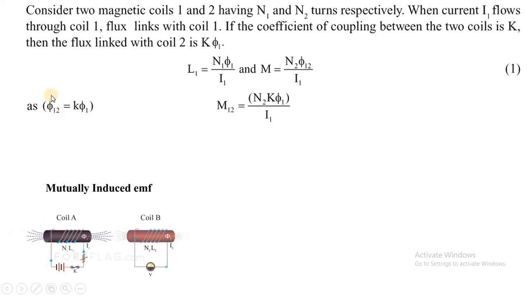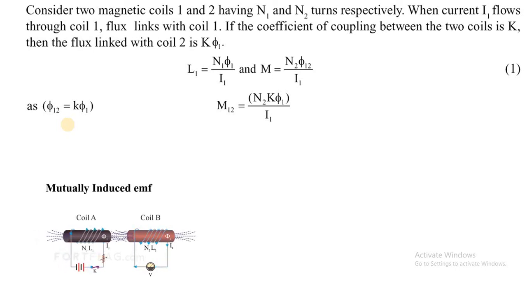So what is that phi 12? It is K times phi 1. It is the fraction of phi 1. So phi 12 magnitude depends on the magnetic coupling. How much magnetic coupling is there between two coils? If they have tight magnetic coupling, how much value of K will they have? If they are tightly coupled to each other, what is the value of K? 1. Very good.